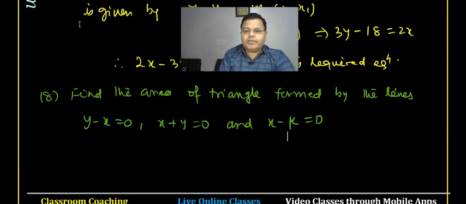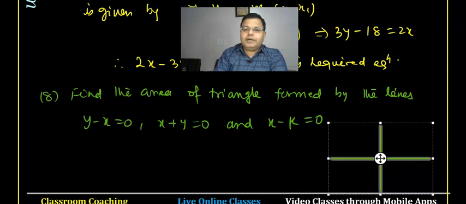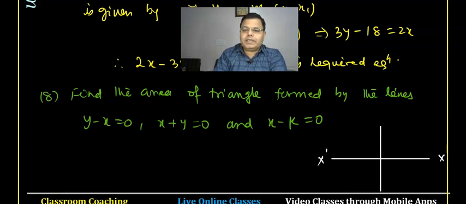First we have to find the points of intersection of these lines. x equals k, x equal to a constant, is a line parallel to the y-axis. So here the equations will be like this. We can draw it with this as the x-axis, this as x dash, this as the y-axis, and this as y dash.